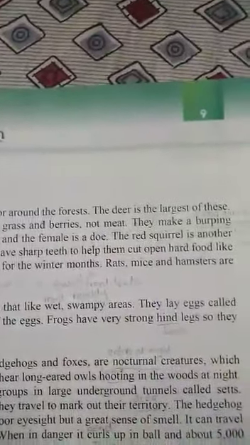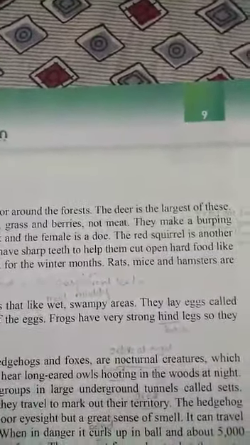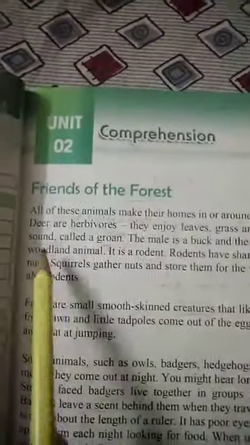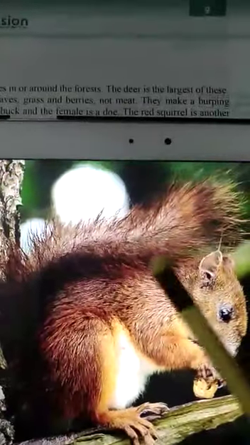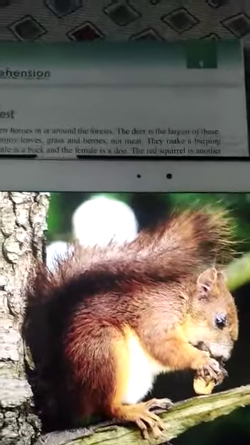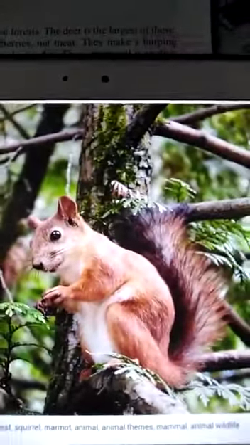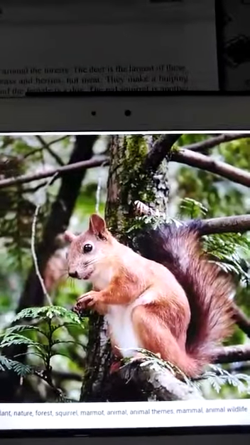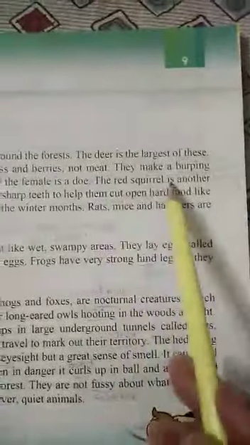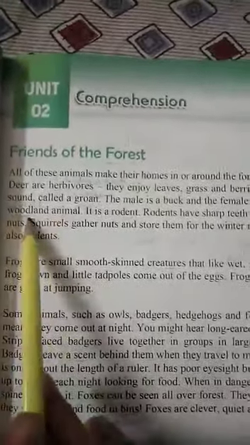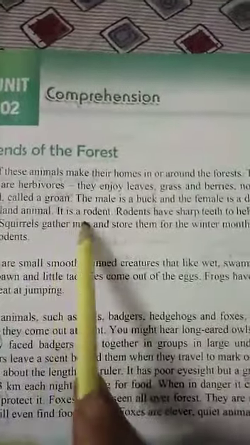The red squirrel is another type of woodland animal. Now what is a squirrel? You might have seen a squirrel before, but I have a picture to show you. This is called a squirrel. Squirrel means gulahri. Here is a clear picture. This is a red squirrel. You can see the reddish color. So, the red squirrel is another woodland animal. Woodland means forest animal.